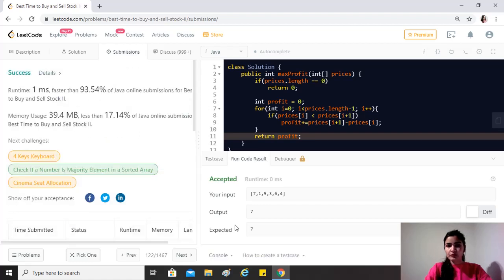So the time complexity for the solution is O of n. We are just traversing each element in the given array once, and the space complexity is O of 1.